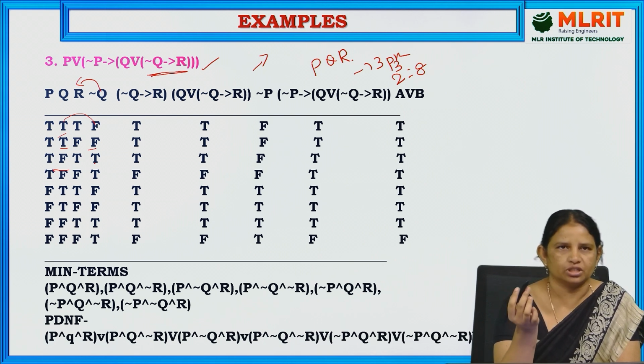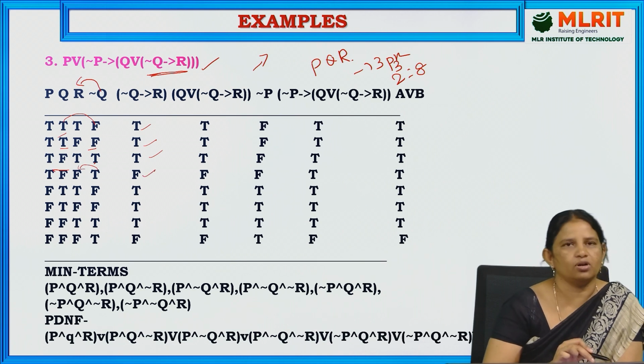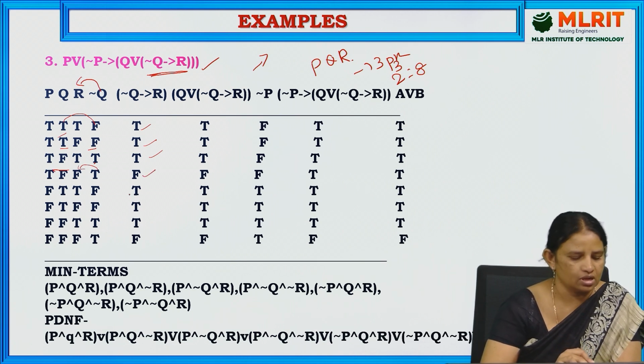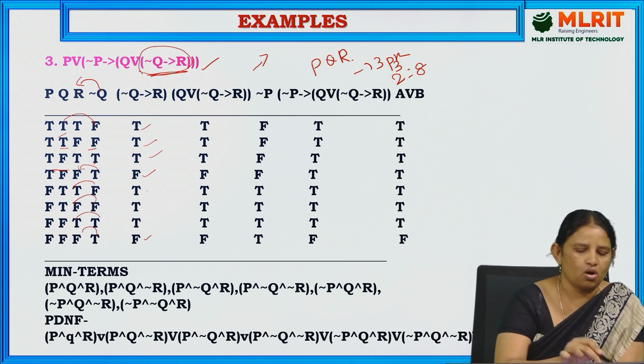Second proposition is false. Negation Q false, R true is true only. False, false is true only. True, true is true. Then true, false returns false. Then false, true is true only. False, false is true only. True, true is true. Then true, false returns false. Negation Q implies R is completed.